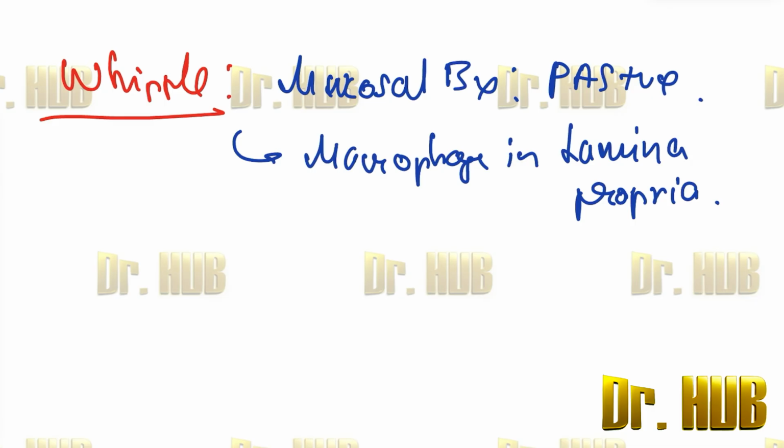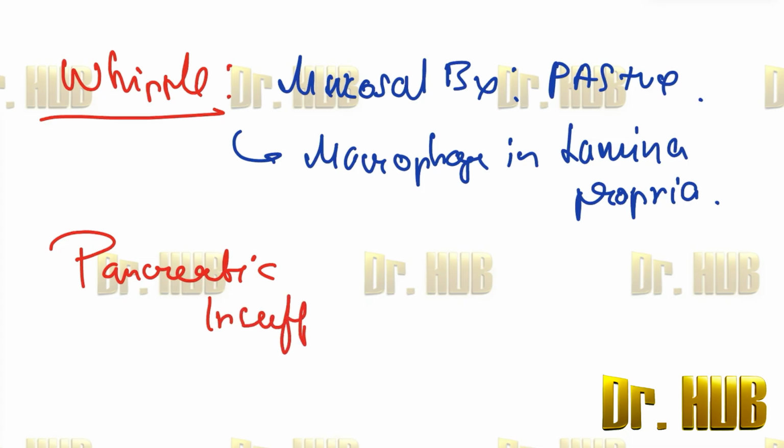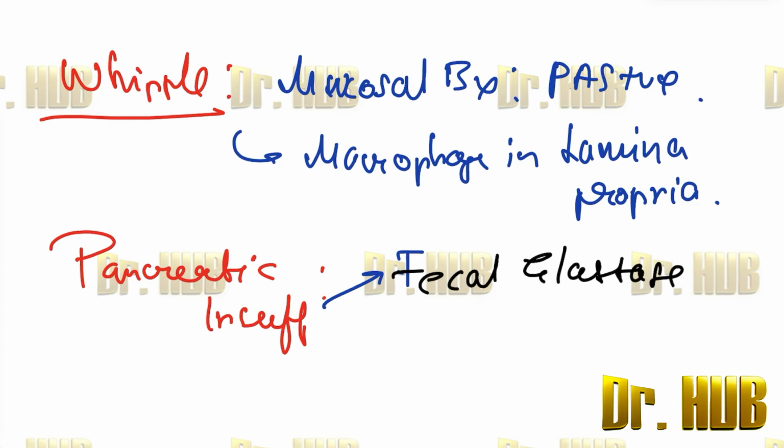Now, moving on to pancreatic insufficiency. Under pancreatic insufficiency, there is the fecal elastase. Next, it includes the fecal chymotrypsin.